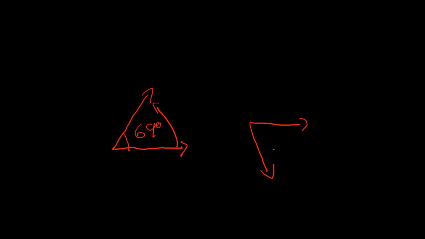Let's draw a positive angle. This is a positive angle because this goes counterclockwise. This angle would be 69 degrees. Now let's draw a negative angle. This is a negative angle because this goes clockwise. You would write this as a negative 69 degrees.